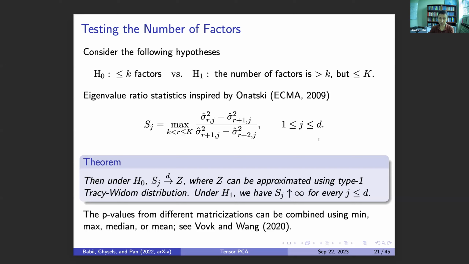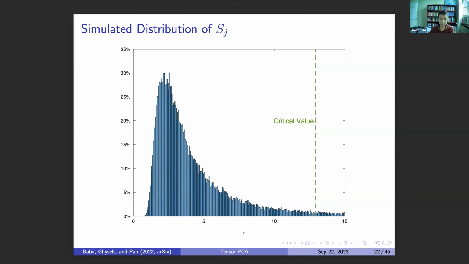We don't know the joint distribution, so the idea would be to combine p-values from these matricizations. So we can take the average p-value, the smallest p-value, or the largest p-value with an appropriate adjustment factor to make sure that we are getting a valid p-value. These adjustment factors are discussed in particular in a paper by Wang and Wang. The distribution that we are getting is non-standard, but we can simulate it using a computer, and so we have to look at the right tail of this distribution for the critical value.